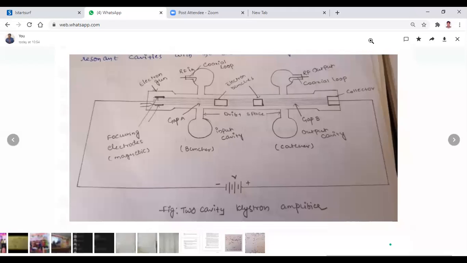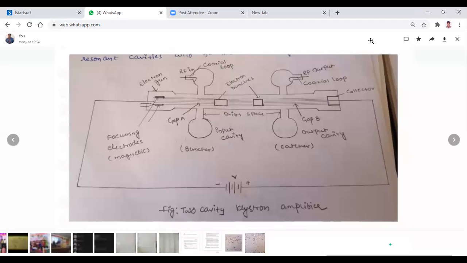Next, the space between these two cavities is known as the drift space. The electrons drift through this space, and that's why it is known as the drift space. The electrons coming from this electron gun travel like this, and at some places they form bunches, that is, more electrons at one place. Those places are known as electron bunches.